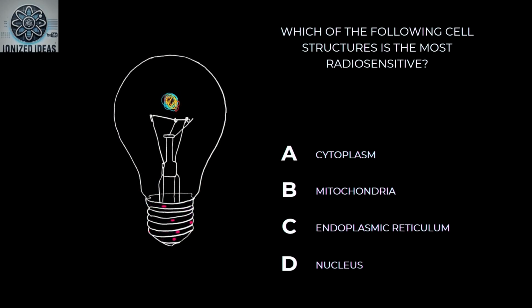Which of the following cell structures is the most radiosensitive? A. Cytoplasm. B. Mitochondria. C. Endoplasmic reticulum. D. Nucleus.